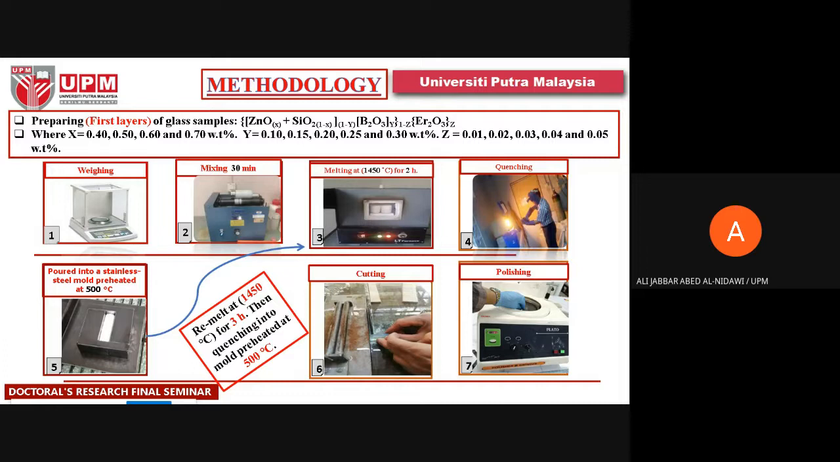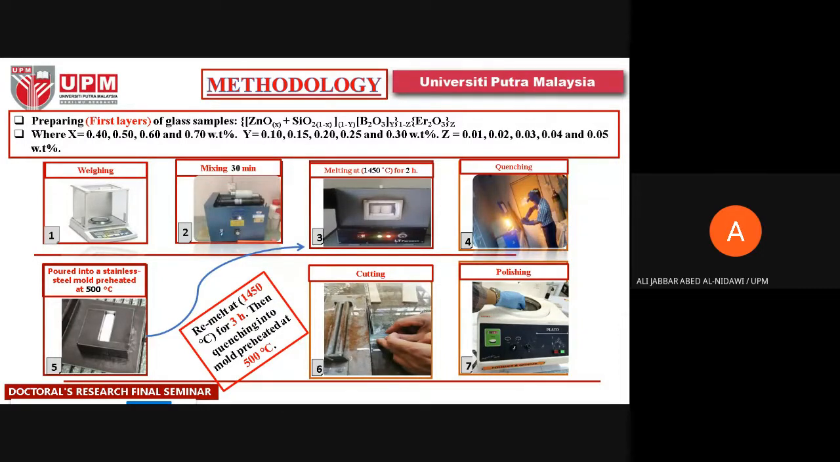For the methodology, I prepared the first layer, a glass with different concentrations of zinc from 0.4 until 0.7 and different concentrations of boron from 0.1 until 0.3 weight percent. Then I used different concentrations of erbium from 0.01 until 0.05, weighing and mixing for 30 minutes, melting at 1450 degrees Celsius for 2 hours, and quenching in a stainless steel mold preheated at 500 degrees Celsius in another furnace.